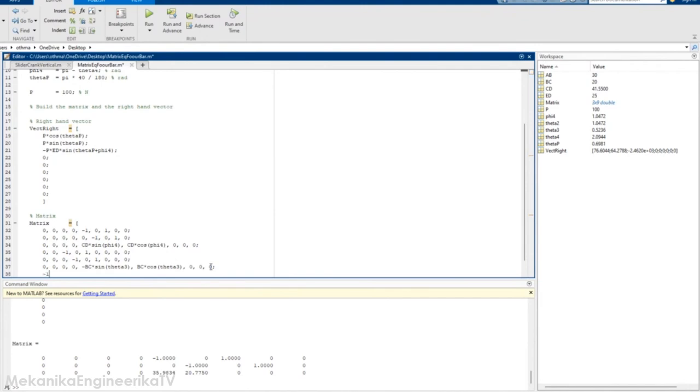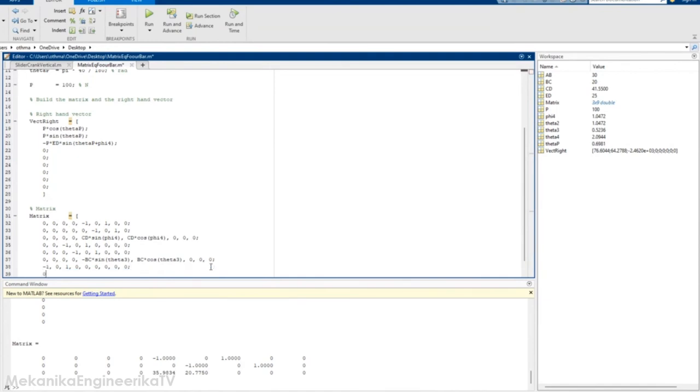Row number 7: minus 1, 0, 1. And I will have six zeros, zero, one, yes, it's okay, fine. Then I will have zero, minus one, zero, one, and five zeros.